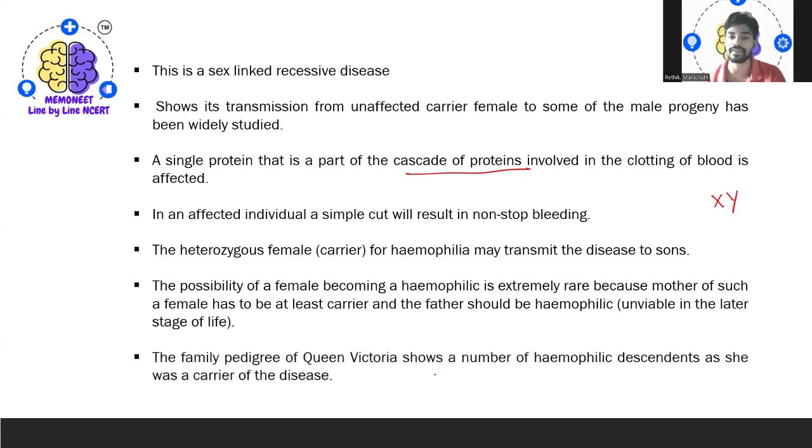One best example where hemophilia was studied is in the family pedigree of Queen Victoria, which shows a number of hemophilic descendants, as she was the carrier of the disease. Hence, we also call it the royal disease, because it was first studied in detail in the family pedigree of Queen Victoria.